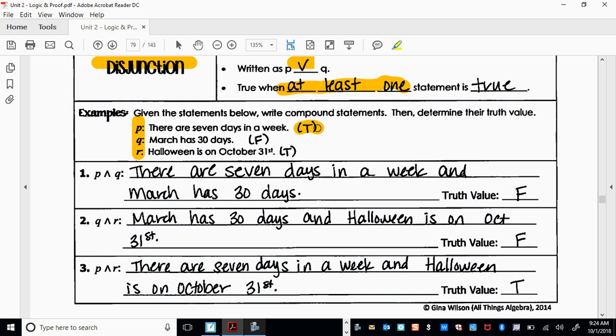Yes, so that is true. March has 30 days. That is false. March has 31 days. Halloween is on October 31st. That is always true, so you put true there.